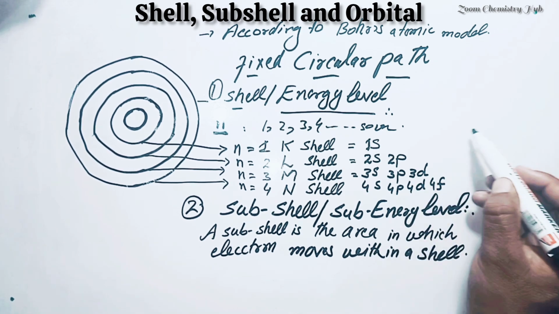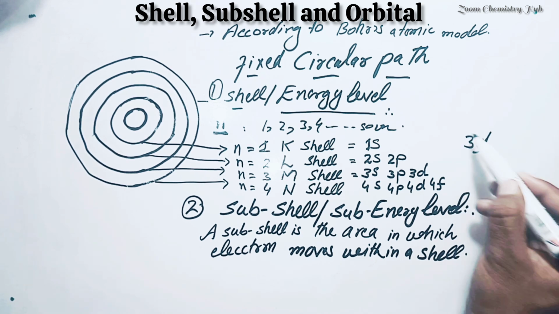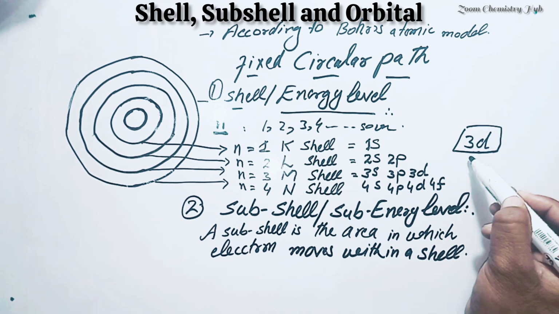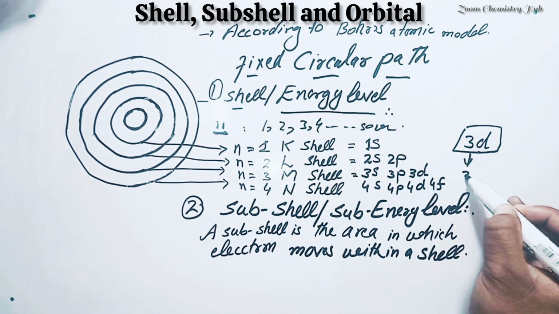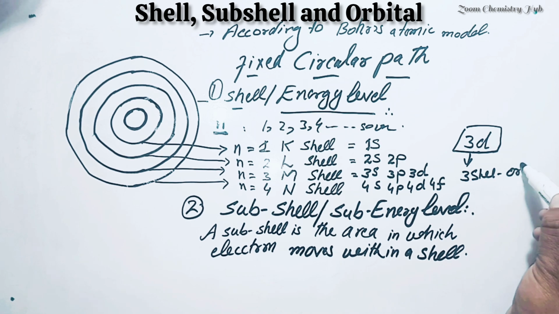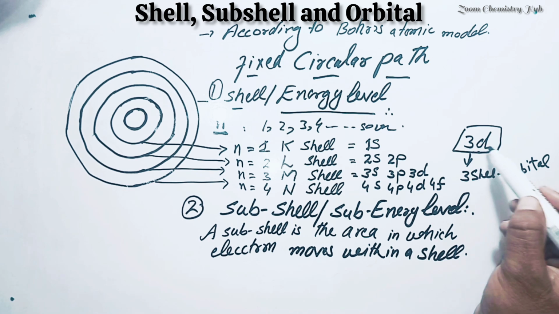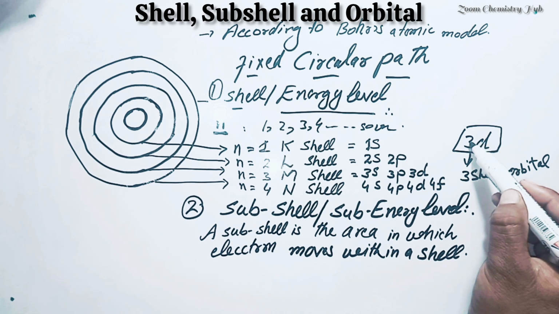So here, for example, we write 3D. It means the third shell, and D is the orbital or subshell of the third shell. We read it as: this is the D subshell of the third shell.